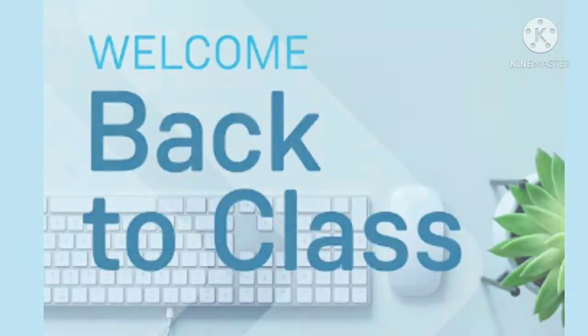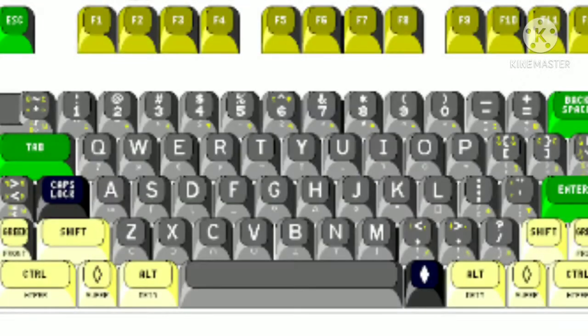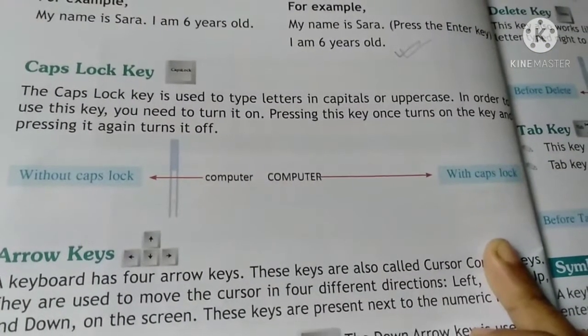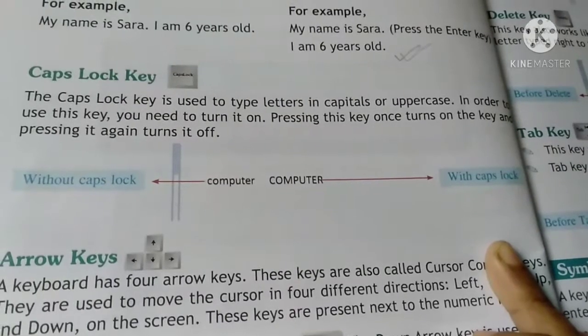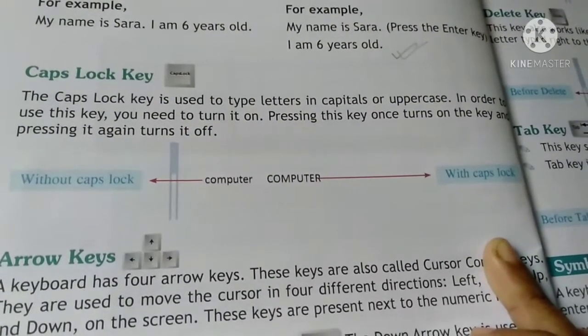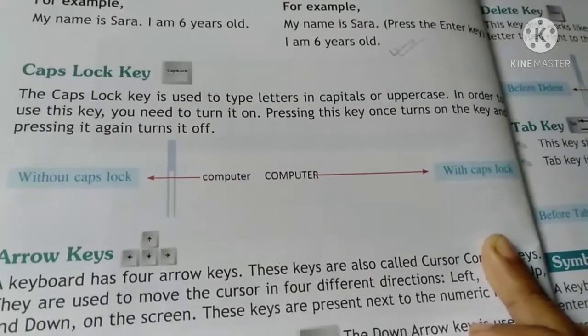And today we will learn about special keys from chapter 4. So let's begin. So, children, this is page number 32 of your computer book. And today we will learn about special keys. We started, but today we will learn more on it.